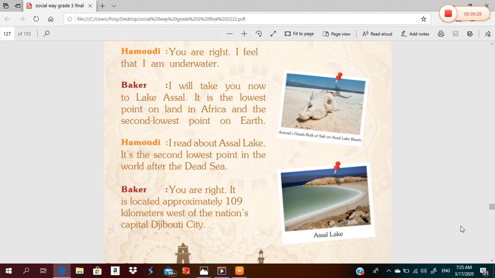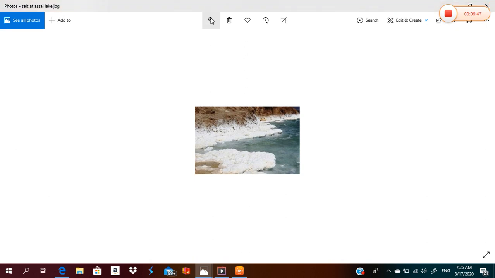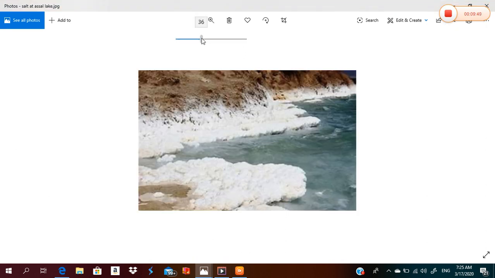Look with me. This is Assal Lake. It's wonderful. Look. Also, I have two pictures. This is also Assal Lake. And what is this? It is the salt. Now we are going to know about the salt.